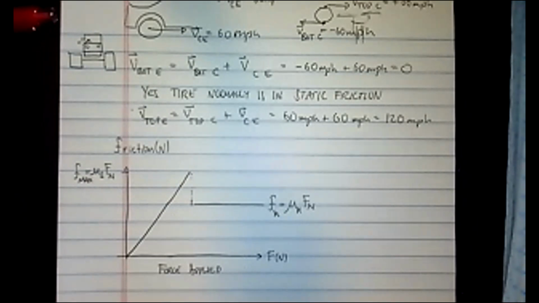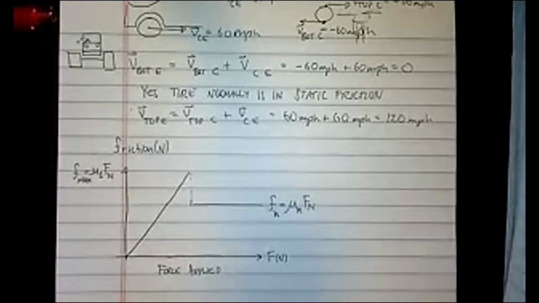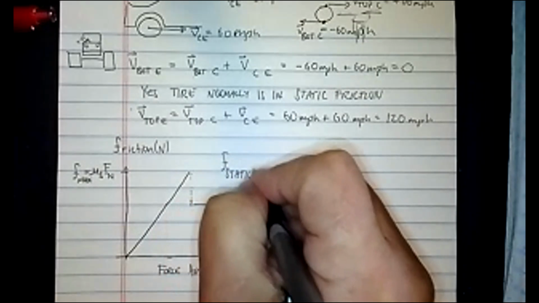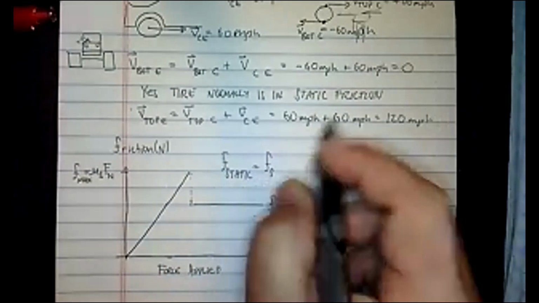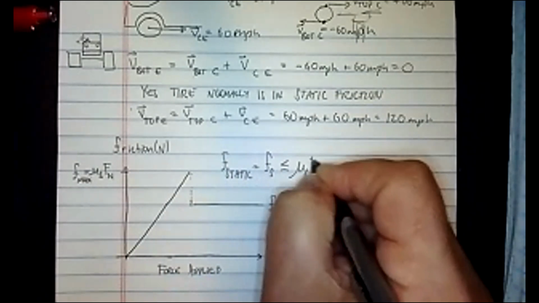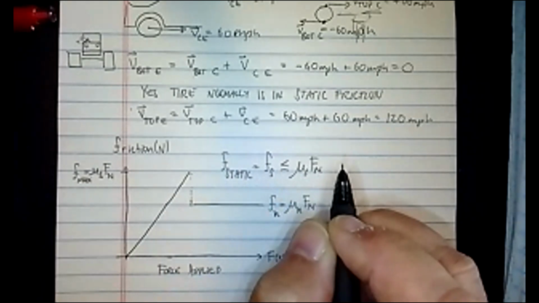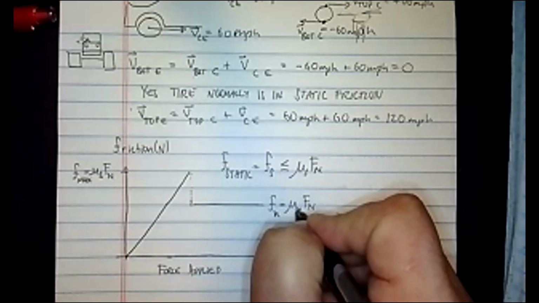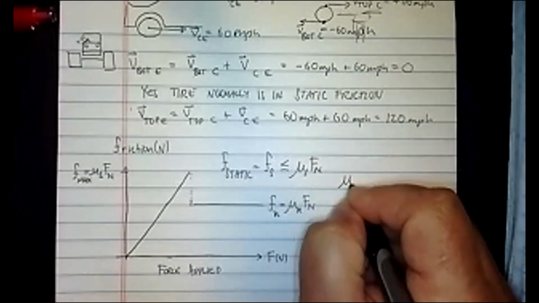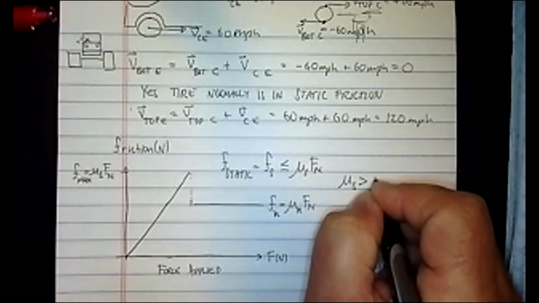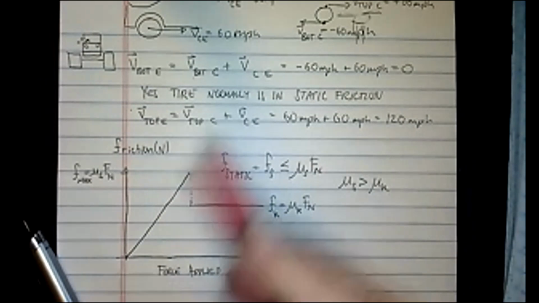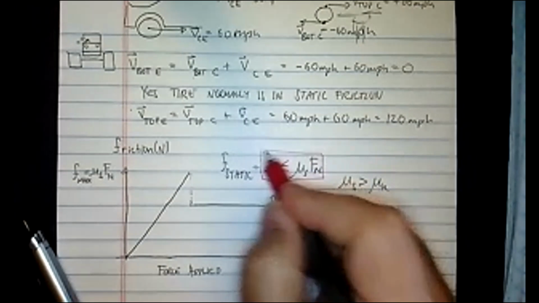Okay. So really the equations that we're working with is that F static, which I'm going to write as Fs from now on, is less than or equal to mu static times the normal force. And then kinetic friction is mu kinetic times the normal force. And mu s is always greater than mu k. So that's why we turn into a skid, is mu s is larger than mu k.